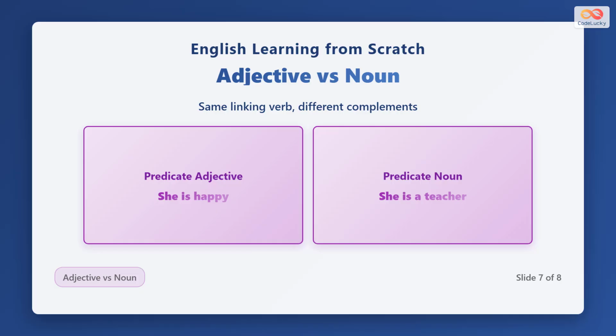The difference between predicate adjectives and predicate nouns depends on what follows the linking verb. Predicate adjectives describe the subject, such as "she is happy." Predicate nouns rename the subject, such as "she is a teacher." Both complete the meaning of the sentence, but serve different roles in describing or identifying the subject.